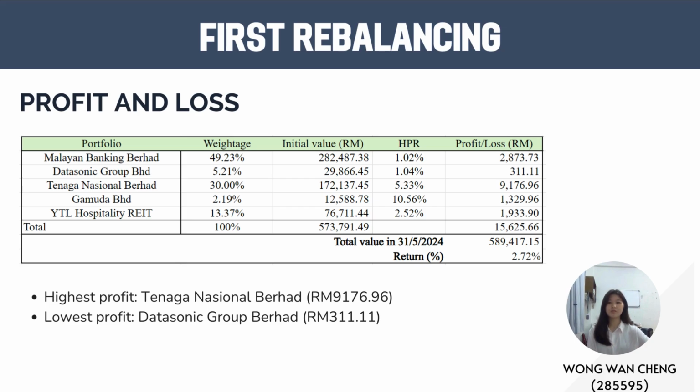Thus, for the profit and loss, following the first rebalancing of the portfolio, the value of the portfolio experienced successful growth. Throughout this trading period, there has been a steady rise in the price of all securities, resulting in an overall positive HPR. TMB recorded the highest profit with an HPR of 5.23%, while Datasonic recorded the lowest profit with an HPR of 1.04%. The portfolio achieved a return of 2.72%, generating a profit of 15,625.66 ringgit and resulting in a total value of 589,417.15 ringgit. That's all for me.